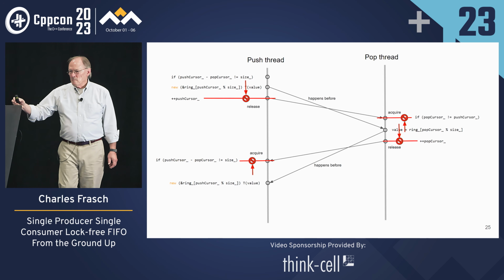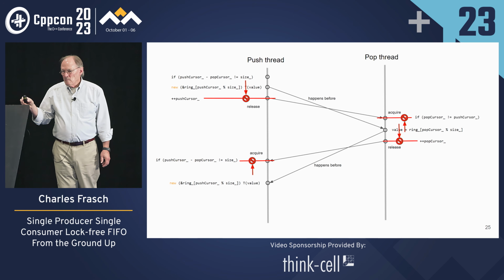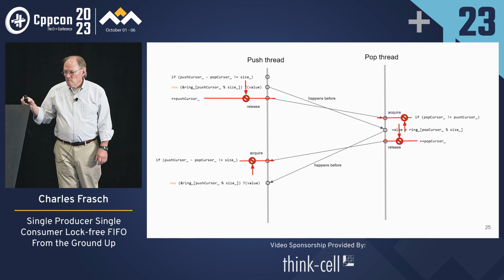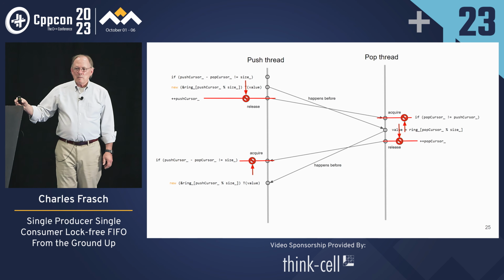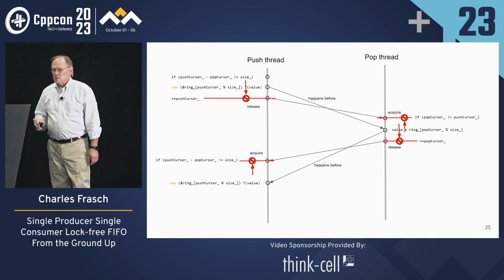My question is, I have a customer mandated requirement for a C++17 compiler. And so I don't have standard hardware destructive interference. Is there a workaround? Yeah, just put 64 there.